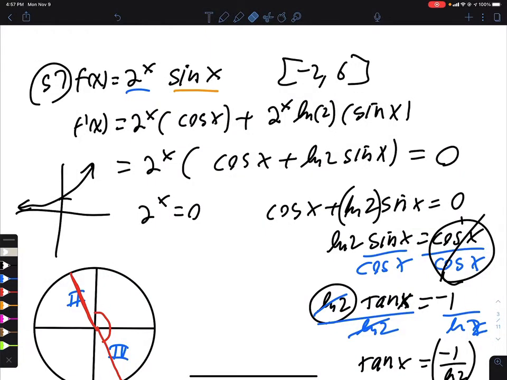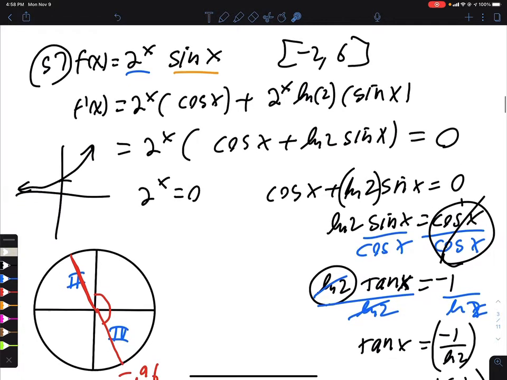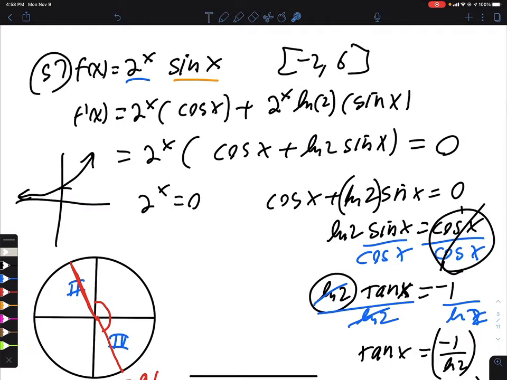Let's do number 57. I kind of messed up when I did the first video, so I'm going to use the same example that I have, although I have all the work, and I'll explain how we got to our answer. On number 57, you're trying to find the absolute max and absolute min.